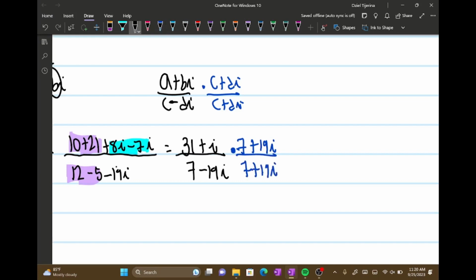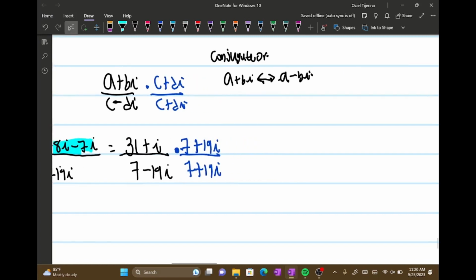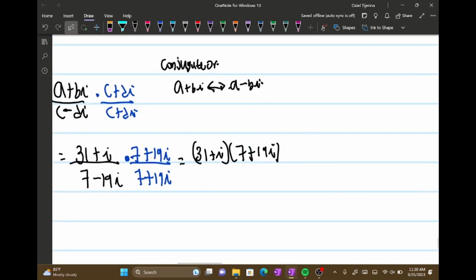Always remember that the conjugate of a plus bi will be a minus bi. So these two are conjugates of each other. And so now we're going to use what we know about the FOIL method. We have 31 plus i times 7 plus 19i, so we're just going to go ahead and multiply this stuff. And then on the bottom, we're going to use the sum and difference pattern.